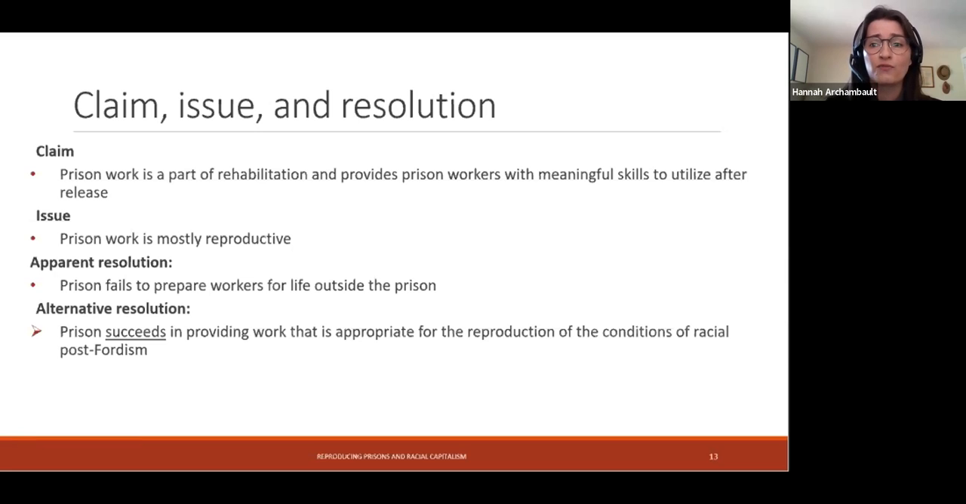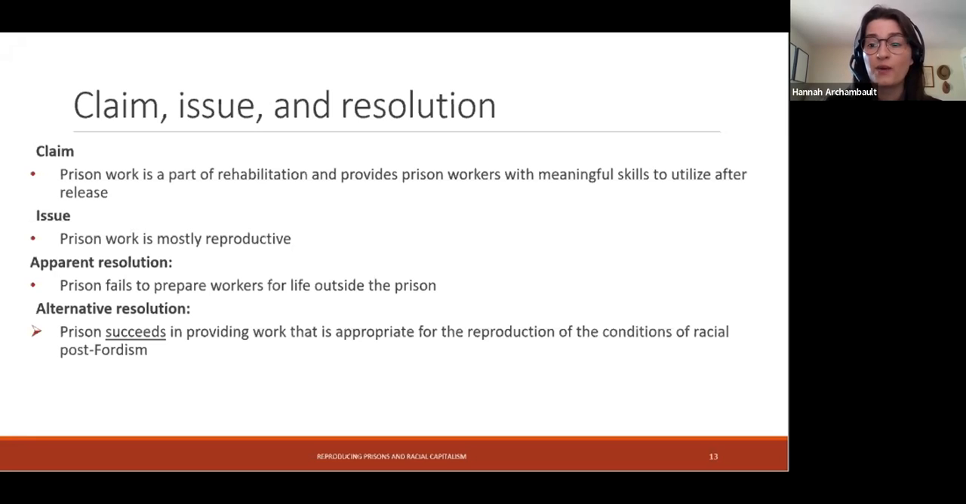And only 6% of workers inside prisons are involved in any kind of potentially industrial type work. Maintenance work, which includes repair and similar activities, is maybe related, but it's only about 6% of the total work done inside prisons. So one conclusion you could draw from this would be that prison work fails to prepare prison workers for life outside the prison. It does not provide these skills that it says it does, and thus fails in its goals. I suggest, however, that this prison work is in fact appropriate for the conditions of racial post-Fordism.